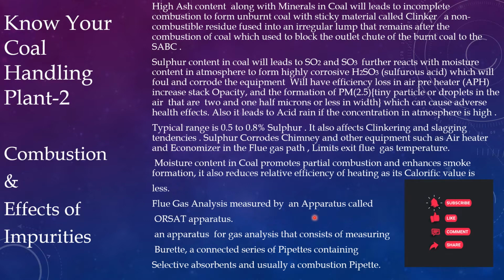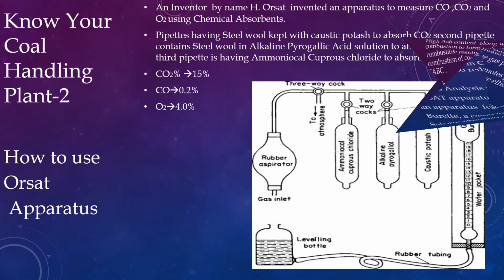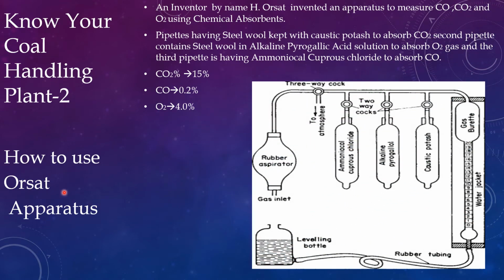It can be measured by an apparatus called the Orsat apparatus. It's an apparatus for gas analysis that consists of a measuring burette, a connected series of pipettes containing selective absorbents, and usually a combustion pipette. Now we can see how to use the Orsat apparatus.